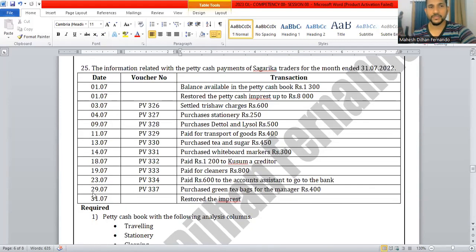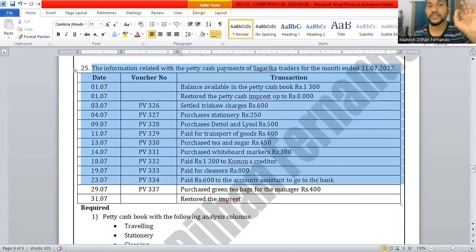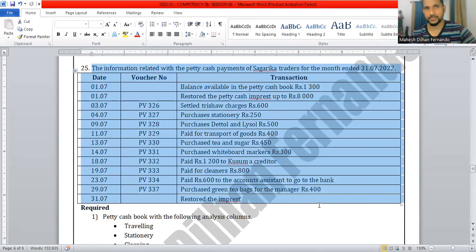Question number 25, I want you to do this as a homework as well. The balances have to be transferred to the ledger correctly. And then I want you to answer question number 25 as a homework.